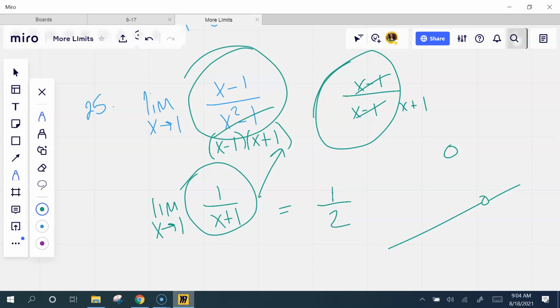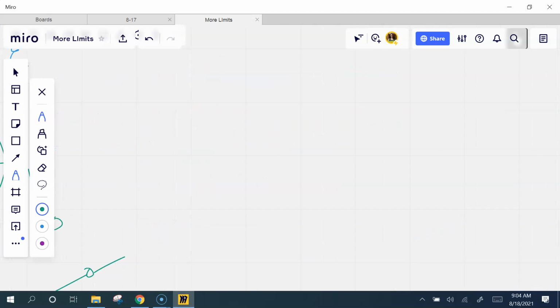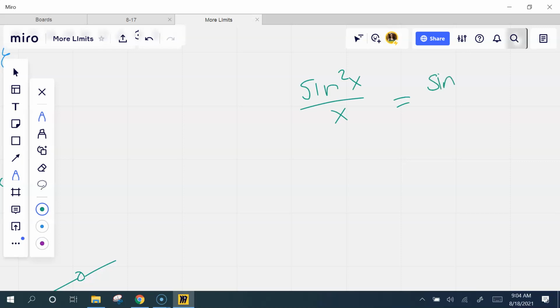So sine squared x is the same thing as sine times sine. If you have sine squared x over x, you could rewrite that as sine x over x times sine x. This you know is the one, right? That's the one you got highlighted in your notes from yesterday.